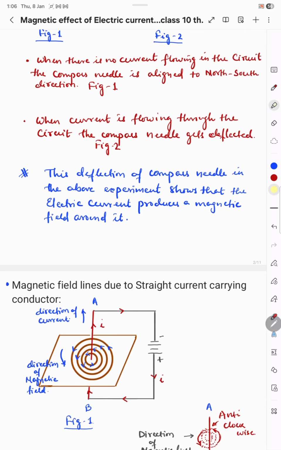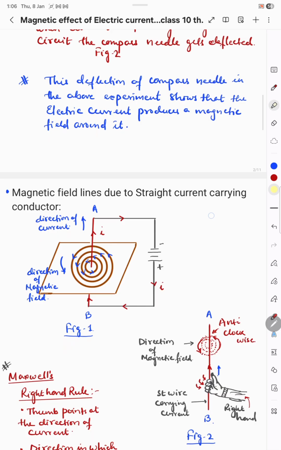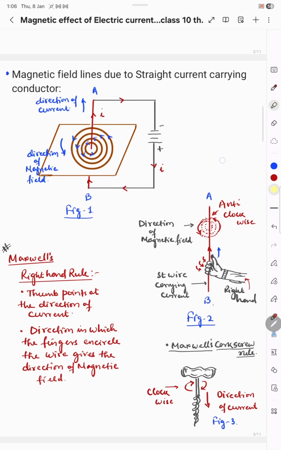Okay, now see in this diagram, we have a conductor AB which is connected to a battery. You can see the current I is flowing through the circuit in the upward direction. And we can see the direction of the magnetic field which is being generated. So this we can understand by this diagram.